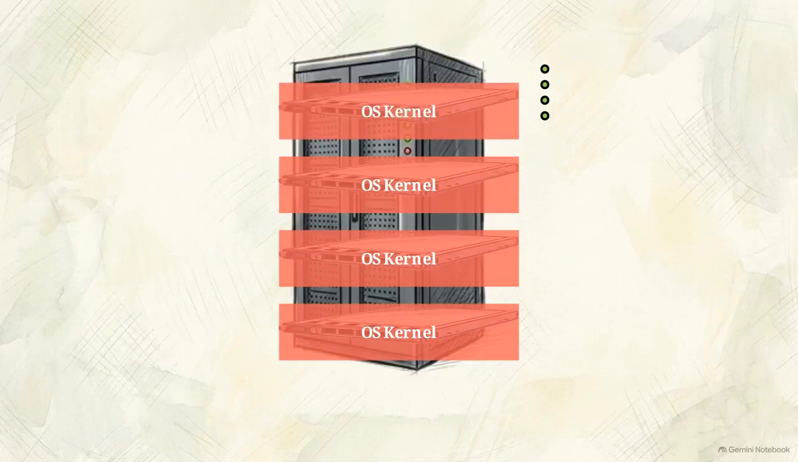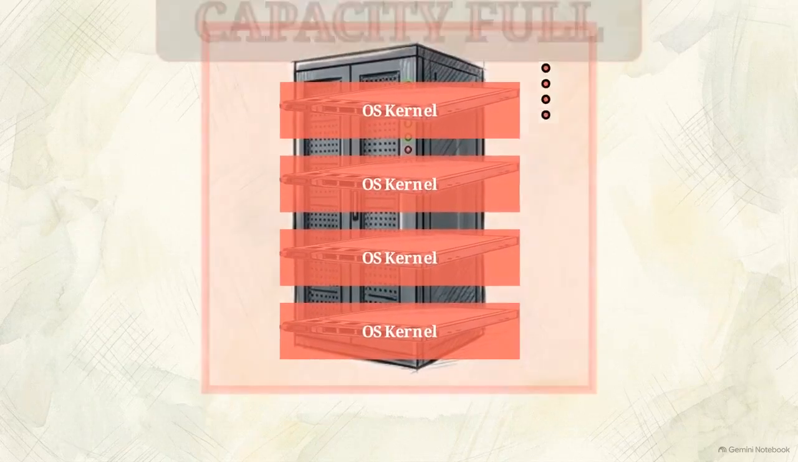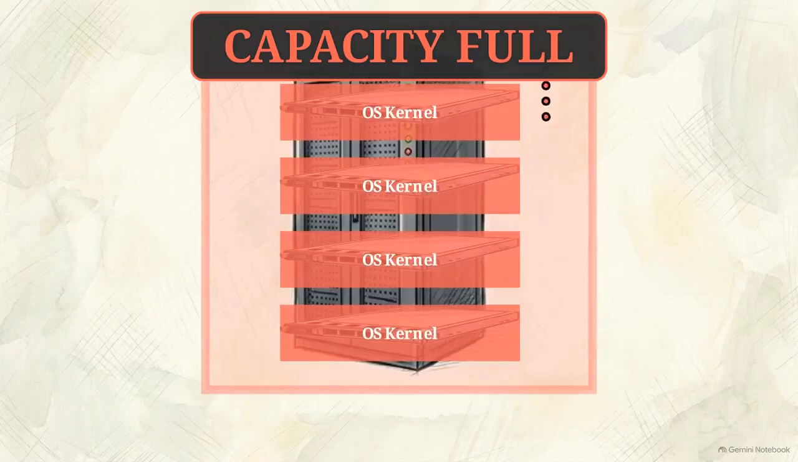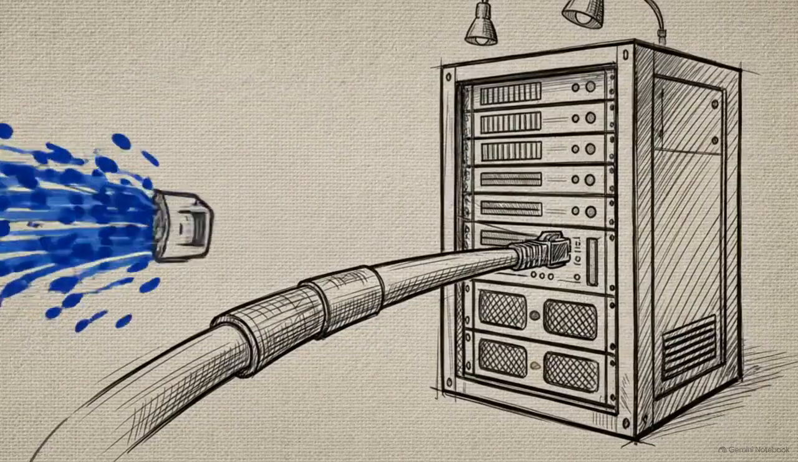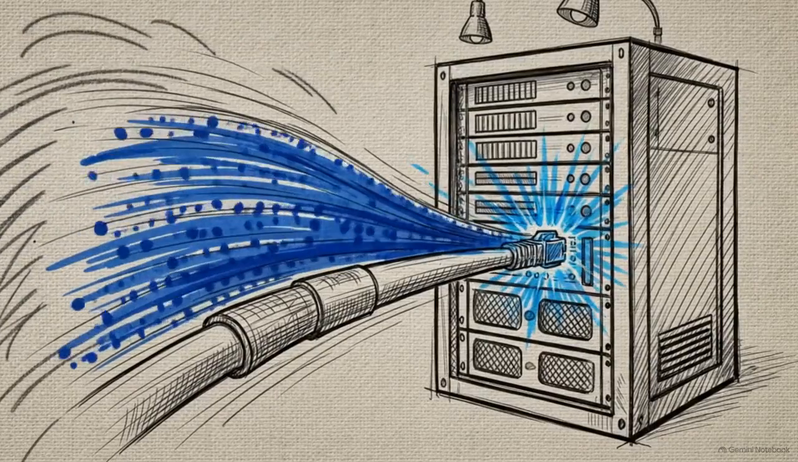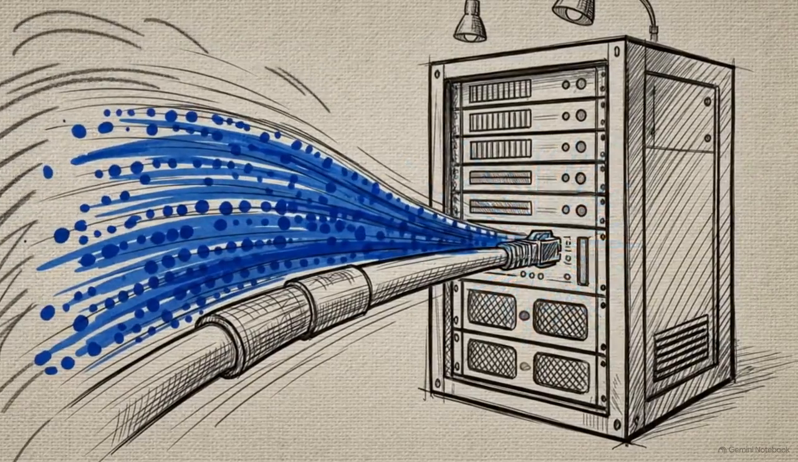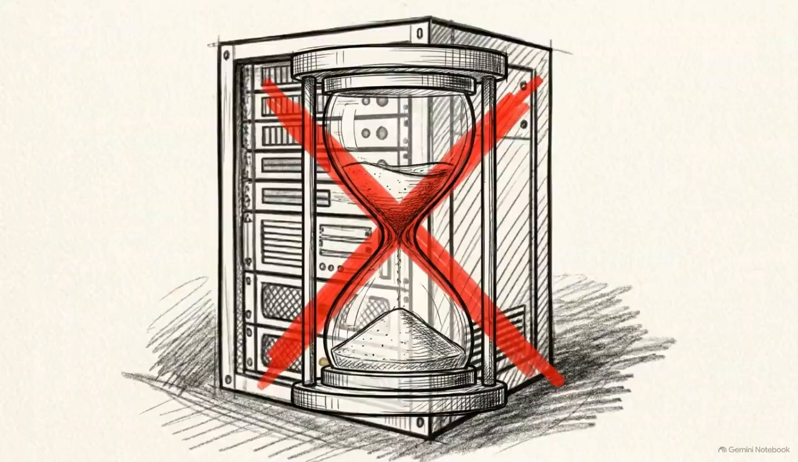Notice how quickly server space fills up. Duplicating entire operating systems wastes gigabytes of memory and takes minutes to start. When a website gets a sudden spike in traffic, you need to launch new copies of your application instantly. Waiting minutes for a bulky operating system to boot up makes scaling nearly impossible.